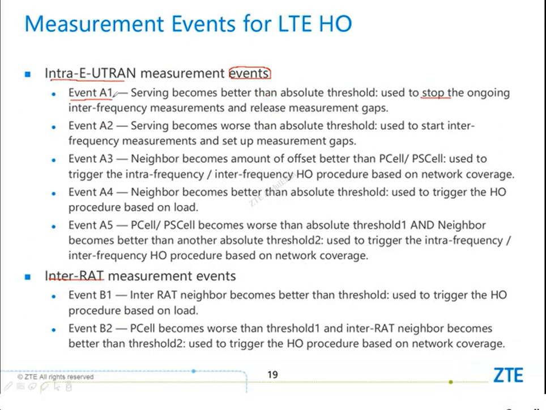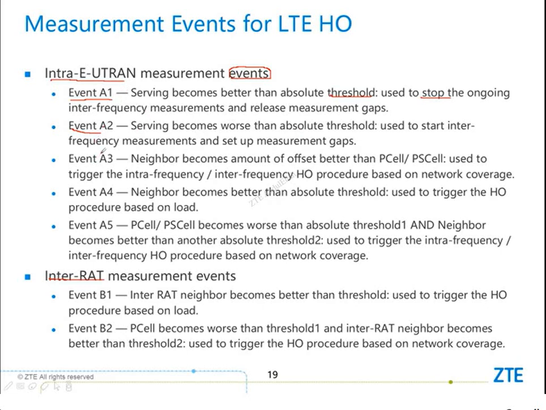Why no need for measurement? Because if the event A1 is reported, that means the serving cell has now become better than a threshold, and this threshold is decided by us. And A2 means you need to start measurement. That means now the UE finds the serving cell worse than the threshold. So you just remember, A1 tells you when to stop measurement, and A2 informs you when to start measurement.